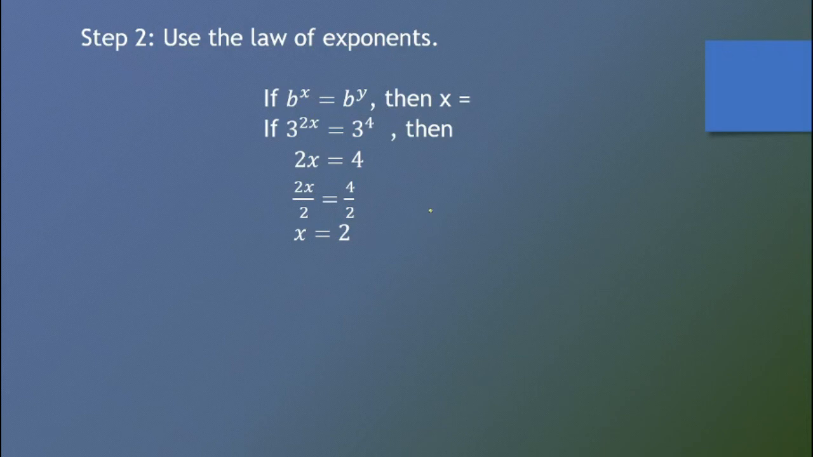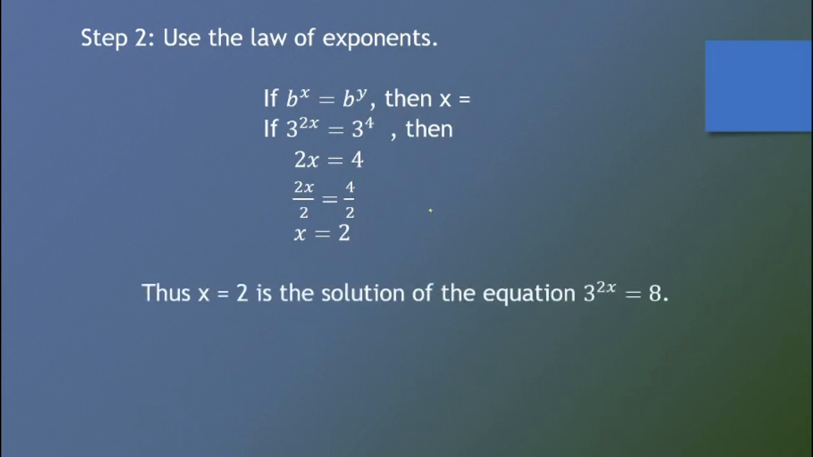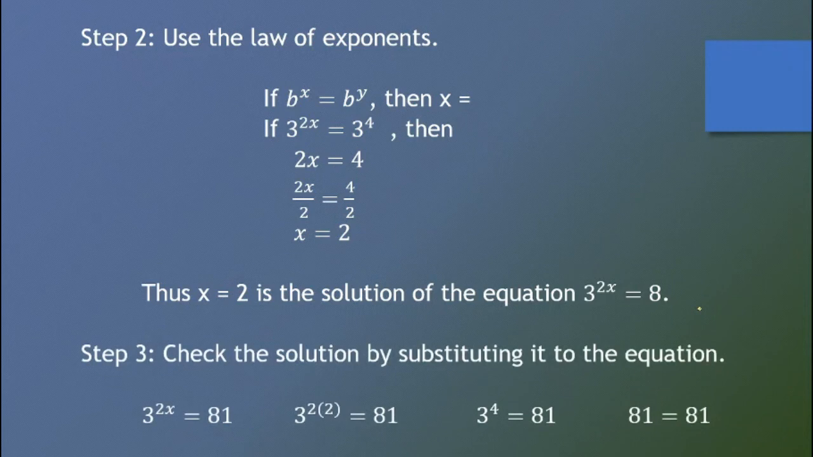So, hindi sa lahat ng pagkakataon 2 yung x. Nagkataon lang yan. So, x is equal to 2 is the solution of the equation 3 raised to 2x equals 81. So, we need to check kung tama. Pag nag-check tayo, we need to substitute 2 dun sa x. So, we have 3 raised to 4 is equal to 81. 81 is equal to 81. So, tama yung ating sagot.